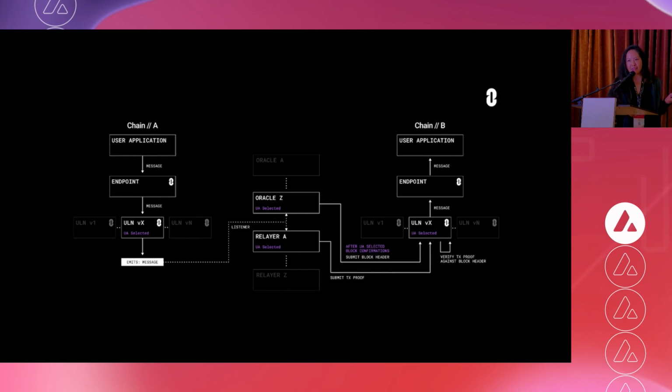But what you see on the left-hand side is chain A, and then on the right-hand side is chain B. This could be Arbitrum and Optimism. It could be a SuperNet and Polygon POS. There's the user application and then the endpoint. And so endpoints are smart contract libraries that we have deployed on all of these different chains. And this is also the developer interface. So in your smart contract, when you call the function LZ send or LZ receive, it's interacting with this endpoint. And the endpoint ultimately is dealing with the state data.